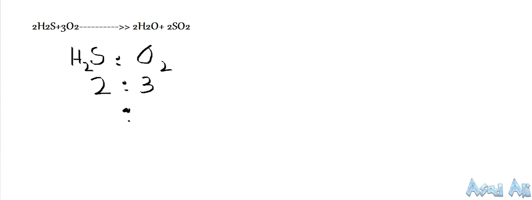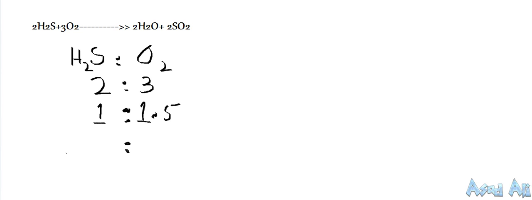Now the ratio is given like this: H2S to O2 is 2:3. So that means 1 mole of H2S will require 1.5 moles of O2 to combust. Now we have 900 decimeter cube of that hydrogen sulfide.